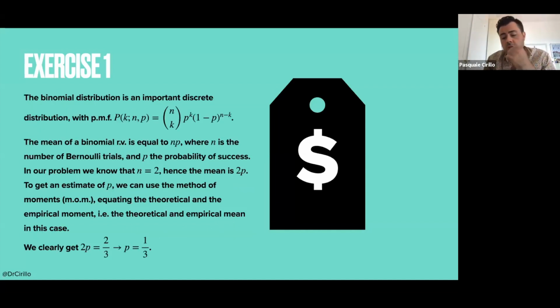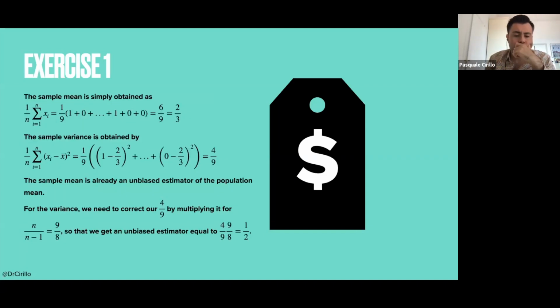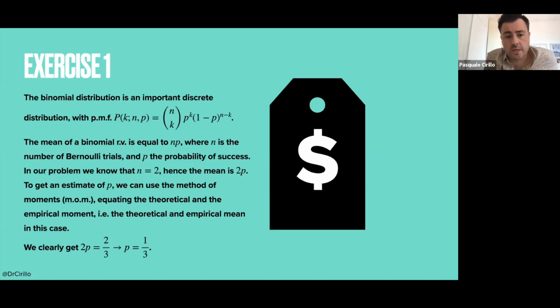Now, the third question was asking us to see what we can do from the sample if we know that the observations are coming from a binomial distribution of parameters 2 and p, okay? Now, a binomial distribution is very important. I never like to say the most important, but definitely it's one of the most important distributions in the discrete case. So in a sense, the binomial distribution plays the role of the normal distribution for continuous random variables. More or less, the binomial distribution plays the same role.